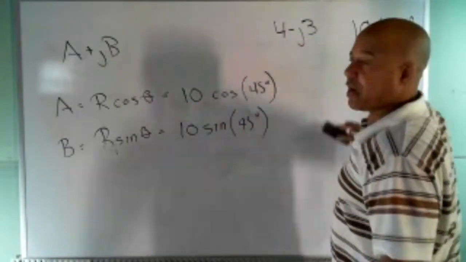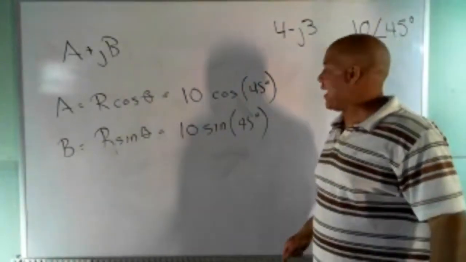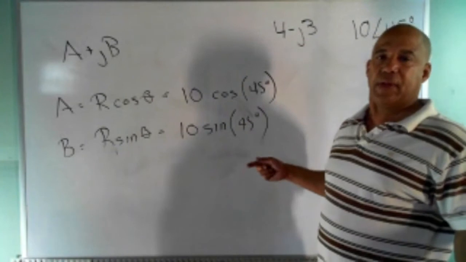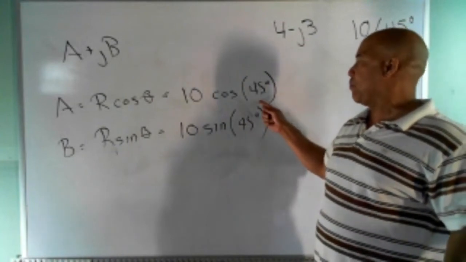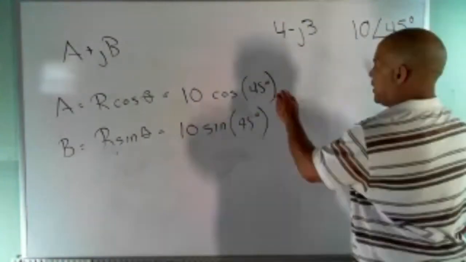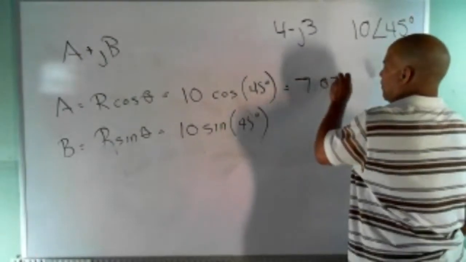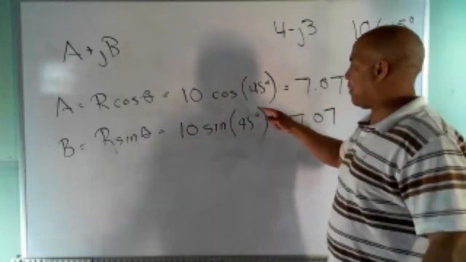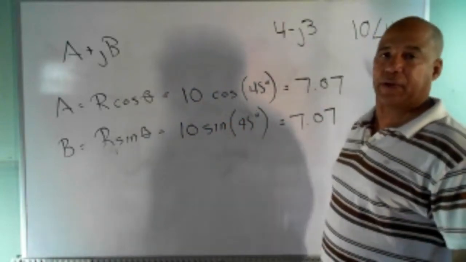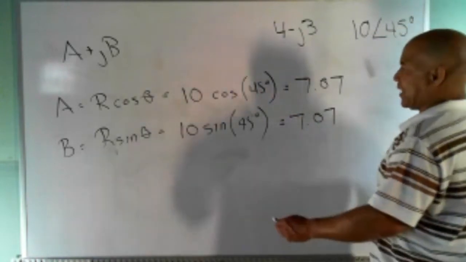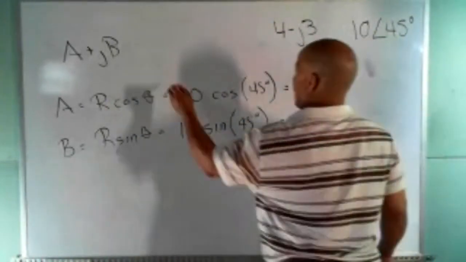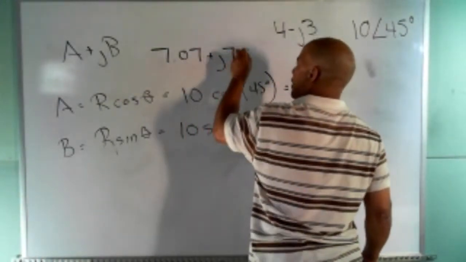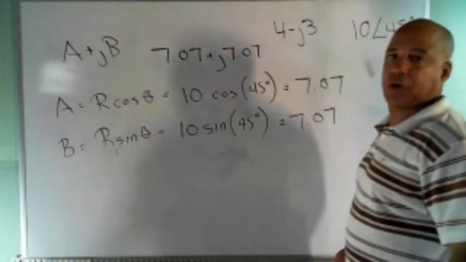And this one might look a little strange. You might remember from trig class that the sine of 45 and the cosine of 45 are both equal. The sine of 45 and cosine of 45 is 0.707. If I multiply that by 10, I get 7.07 for that one, and 7.07 for that one. That's the same because cosine and sine are equal at 45 degrees. So I would write it as 7.07 plus J 7.07, and that would be my conversion.